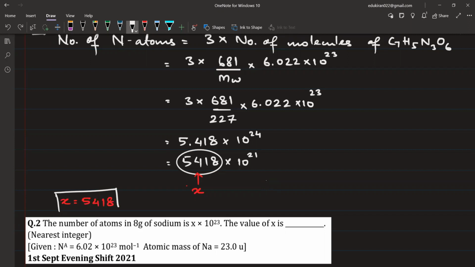Once you get the value of x, please send the answer on chat. I'm giving you 3 more minutes. The calculation is not very tough, that is why 3 more minutes and then we'll solve the question. Then I will give you a hint. Take your time.